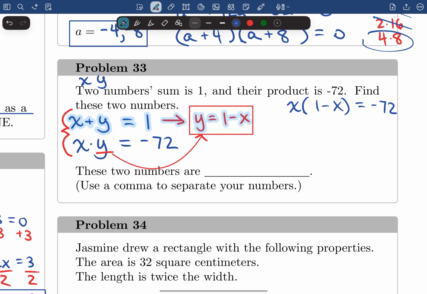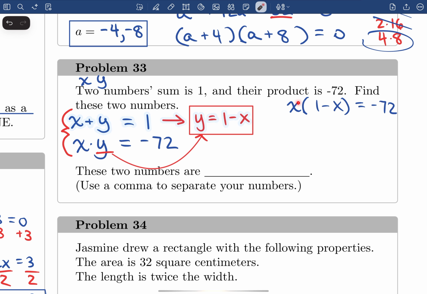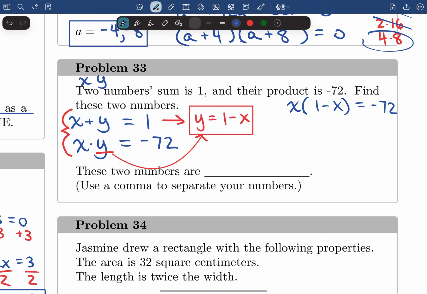Well, why did I do all this? Because that allows me to solve for x. This equation right here, I can solve it for x. In fact, I'll do it. And so I'll distribute x, right, in here and here. And I'll end up with x times 1, which is just x, and x times negative x, which is negative x squared, and that equals negative 72.